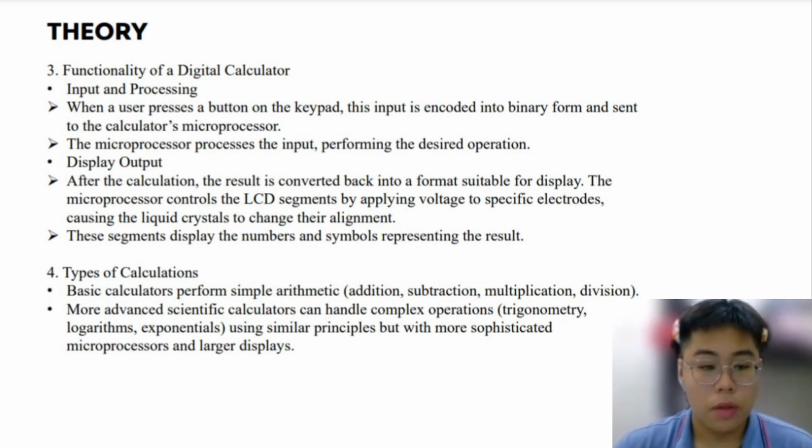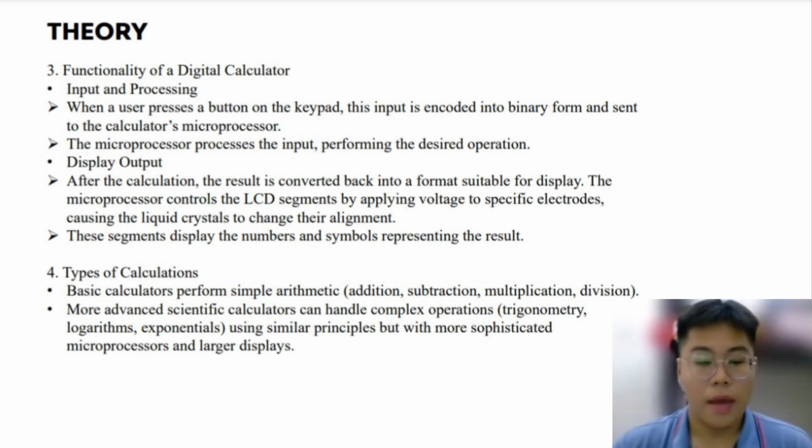For display and output, after the calculation, the result is converted back into a format suitable for display. The microprocessor controls the LCD segments by applying voltage to specific electrodes, causing the liquid crystals to change their alignment. These segments display the numbers and symbols representing the result. And finally, the last part for theory, types of calculations.